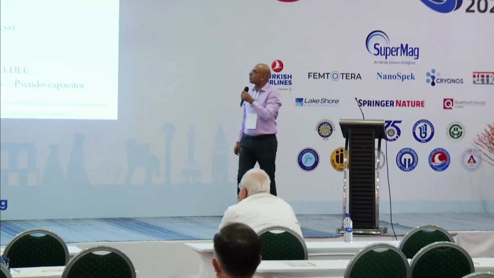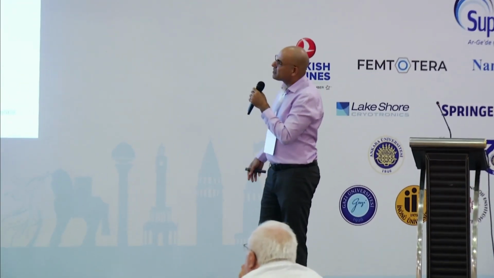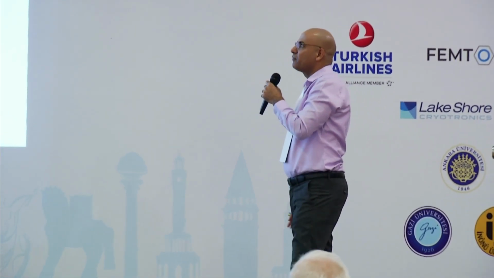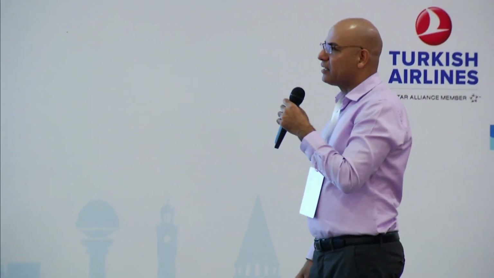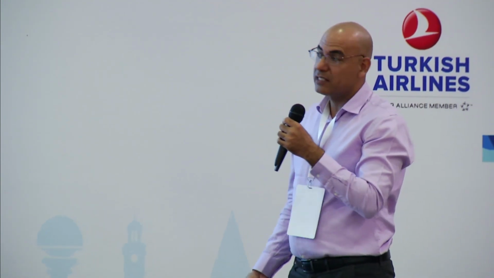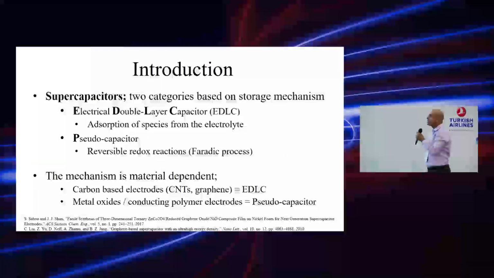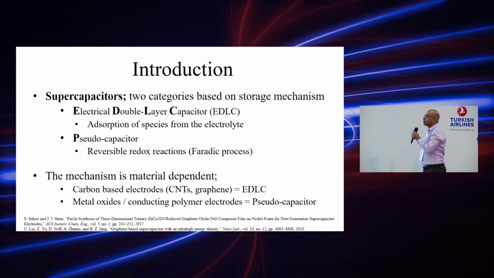Okay, so just to give you a quick introduction, as you know, supercapacitors, based on their charge storage mechanism, are either an electrical double layer capacitor or a pseudocapacitor. And this charge storage mechanism is material dependent. We can have a carbon-based material such as graphene or carbon nanotubes, which follow the electrical double layer capacitor mechanism, and then we have metal oxides, like the ones we were talking about, copper oxide and zinc oxide. They have the storage mechanism of pseudocapacitors.